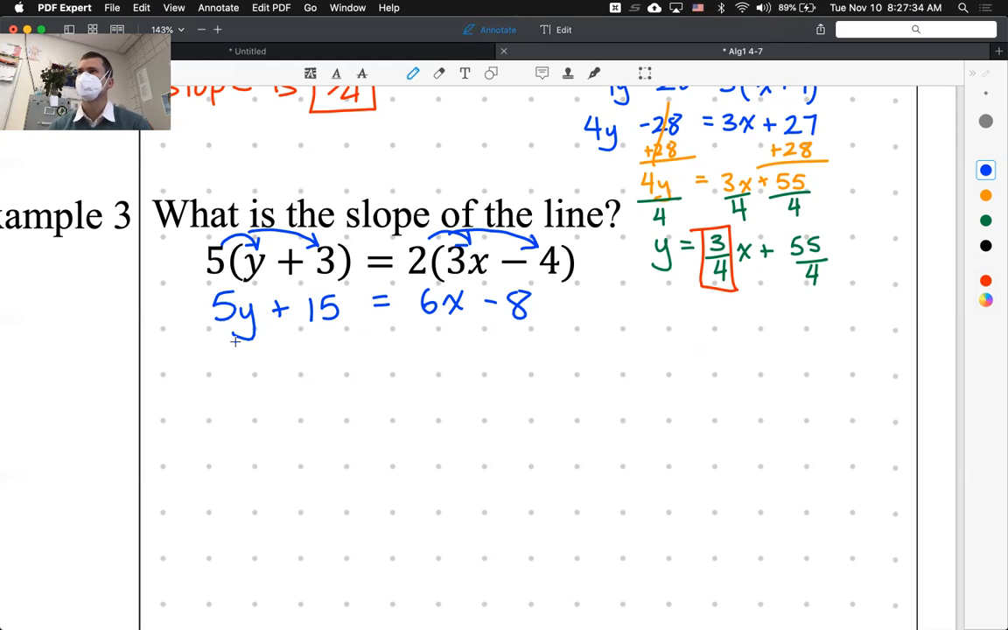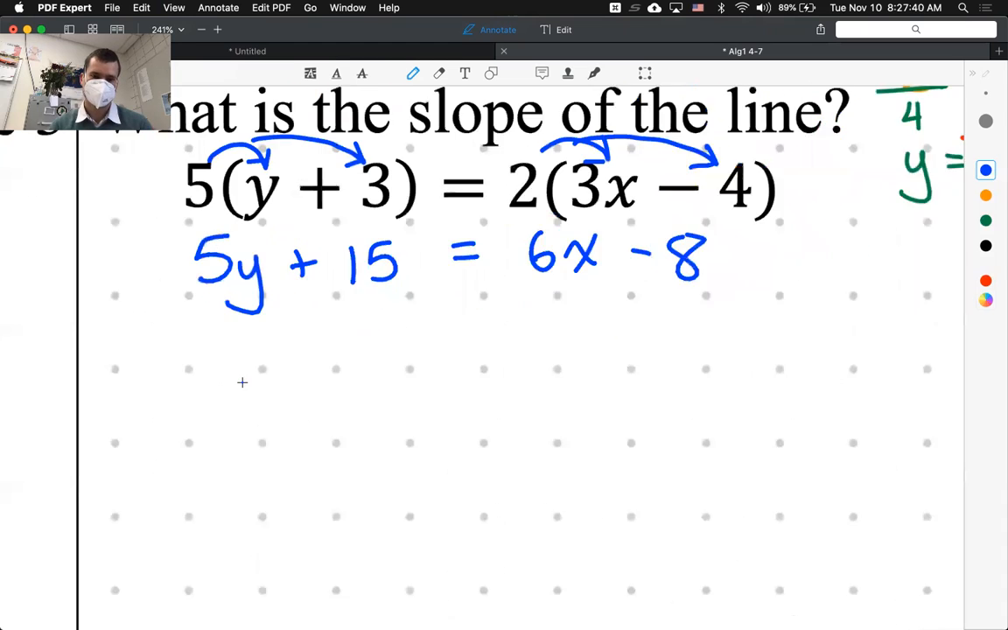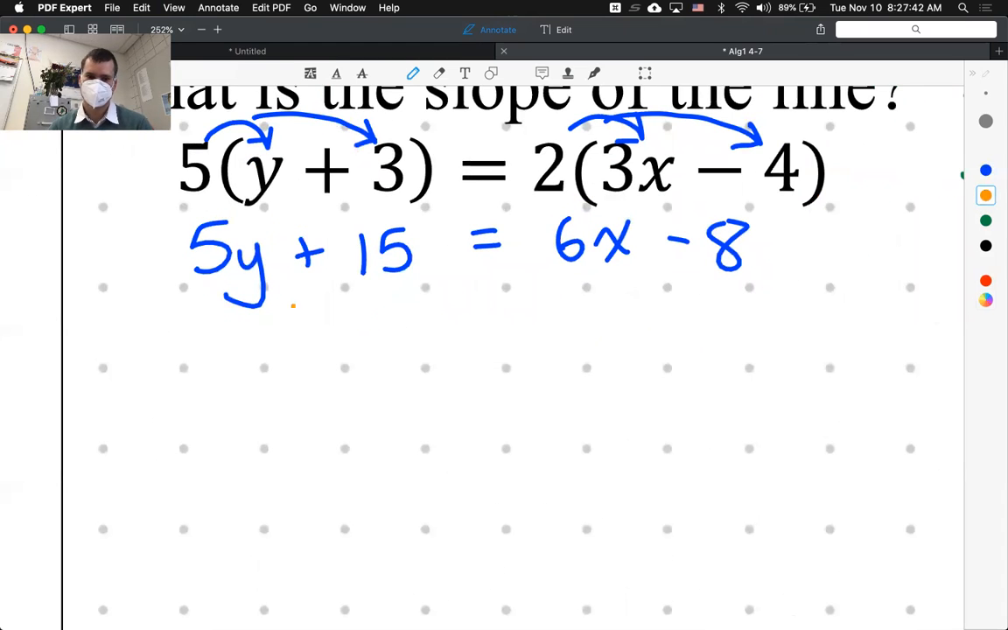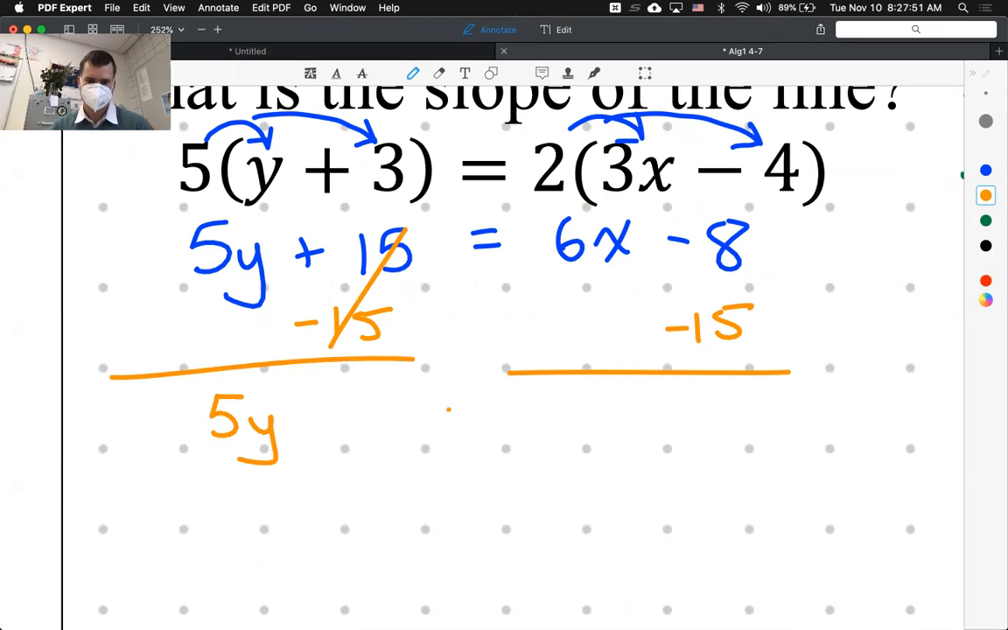I'm trying to isolate for y. What do I do? Zeke, go for it. Because you want to keep the y on its own, you subtract 15 from both sides. And what is our new equation? 5y equals 6x minus 23. Perfect.